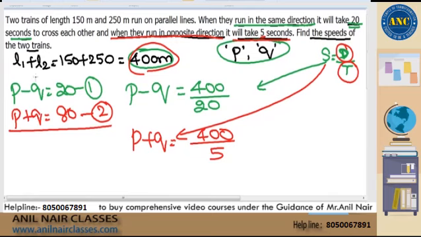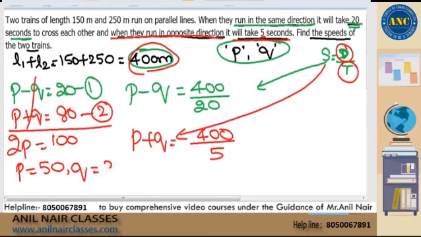Solve these two equations, you will get the answer. 2P is equal to 100. P is equal to 50. If P is equal to 50, Q should be the remaining 30 because P plus Q is 80. The answer is 50 and 30. I hope it is clear.